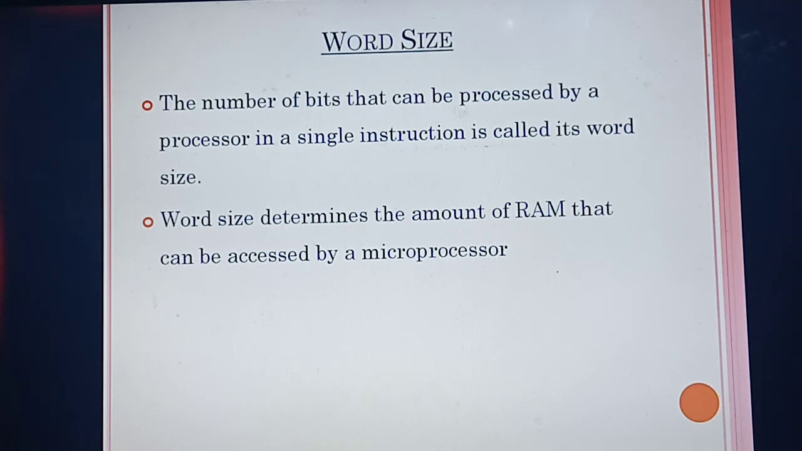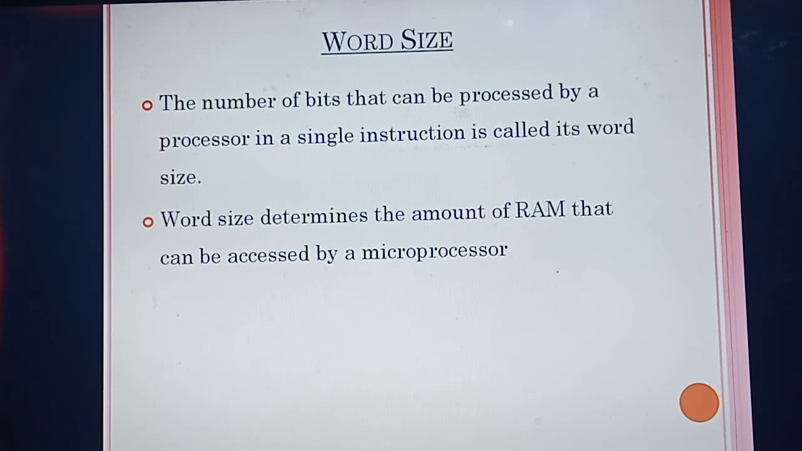Understood? Also, this word size determines the amount of RAM that can be accessed by the microprocessor. For example, your RAM capacity is 4 GB. Based on this word size, it will determine how much data you need to take from the RAM for executing the particular instruction. Understood word size? Okay.